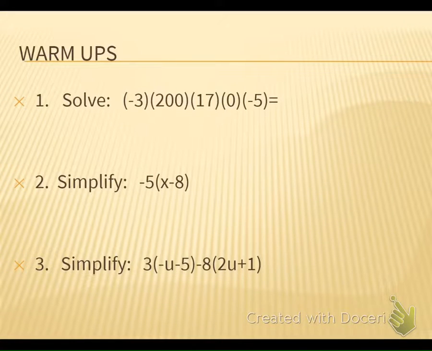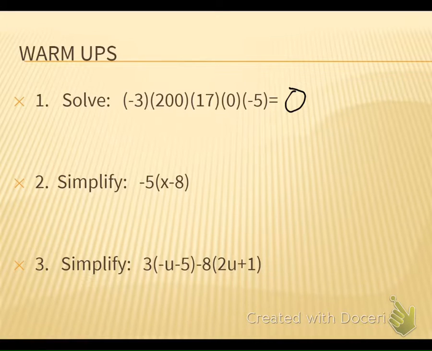For our warm-ups today, we want to solve -3 times 200 times 17 times 0 times -5. What's the answer going to be, Jaquan? It's going to be 0. So anything times 0 is going to be 0. We put a lot of numbers in there, but we didn't have to do any real work.